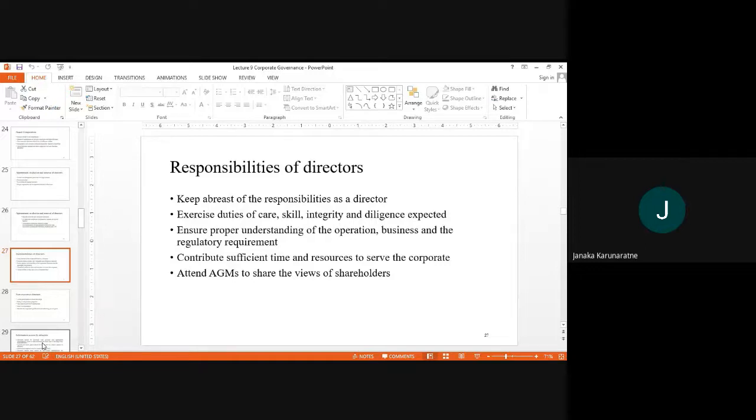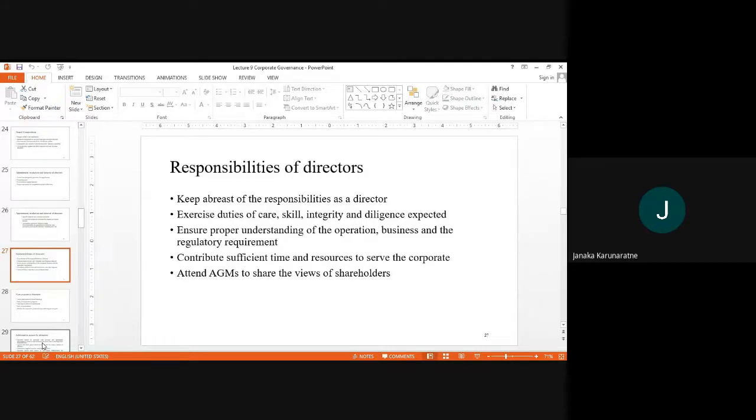So there should be an interest in looking for that and contribute sufficient time and resource to serve the corporate. So they must have sufficient time. Now, sometimes you find the people appointed to the board have so much other work, other activities, other functions. They hold positions in many other organizations. So they don't have much time to spend on critical functions of a particular organization, especially banks. So that's why in banking directions, I'm not going to discuss in detail, there are certain limitations. A particular director can, for example, hold directorships in a particular number of companies. So there are specific limitations a director of a bank is subject to.